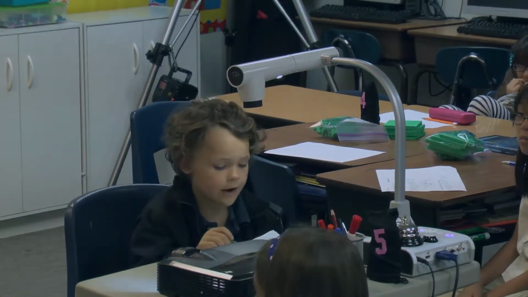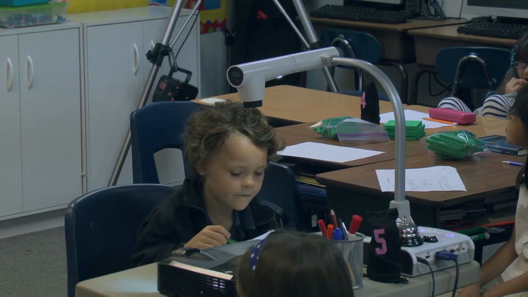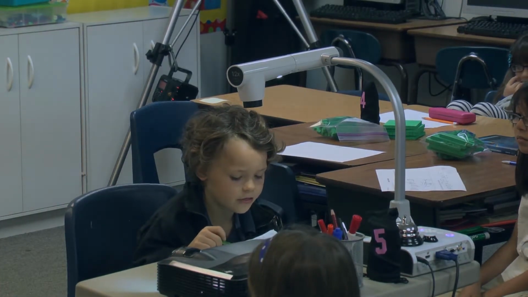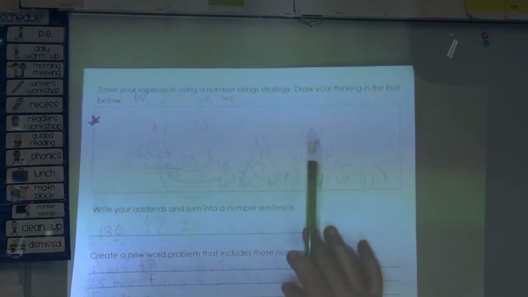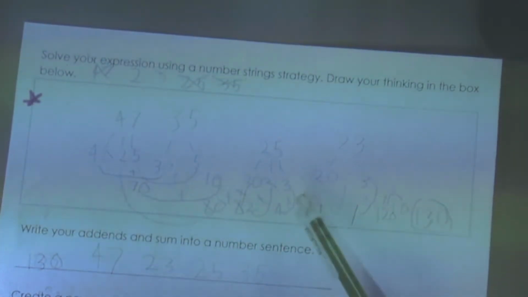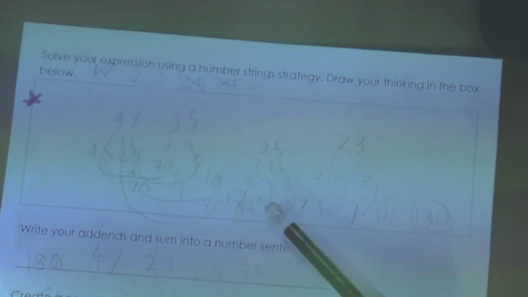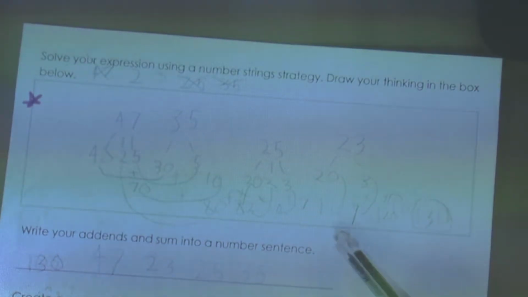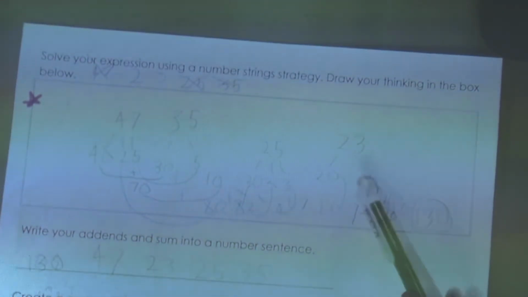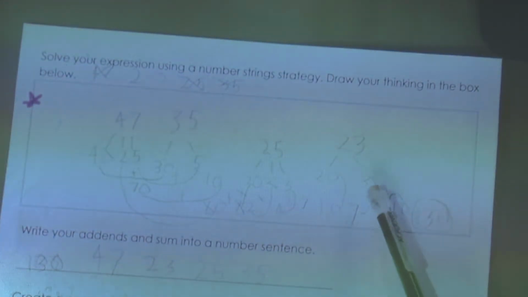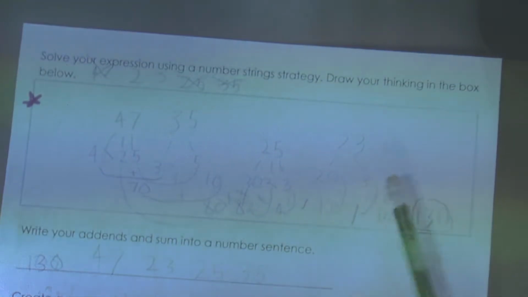And then I added in 25. I split it into 20, 2, and 3. I added the 2s together, which made 4, and then I added the 3 with the 4, which equaled 7. And then 80 plus 20 was 100. Plus the 7 was 107. And then I added in the 20 and the 23, and I split it into 20 and 3.